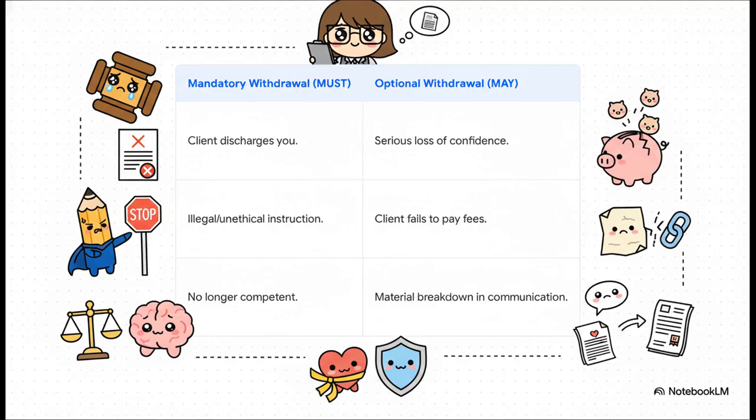Now, optional withdrawal is different. This is for stuff like a client lying to you. That's a serious loss of confidence, or if they stop paying their bills. In those cases, you may be able to withdraw, but only, and this is a big only, if it won't cause serious harm to their case.